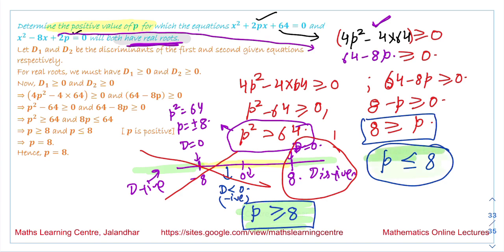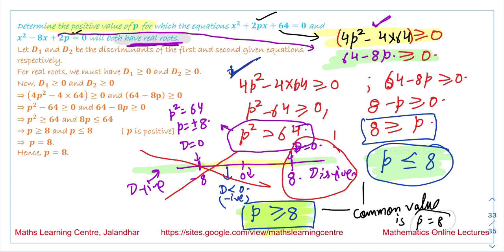Now this first condition gives us that p is greater than or equal to 8. This second condition gives us that p is less than or equal to 8. It means the common value of both these is p equal to 8. That is, p equal to 8 is the only positive value of p for which both these equations will have real roots. So p equal to 8 is our final answer.